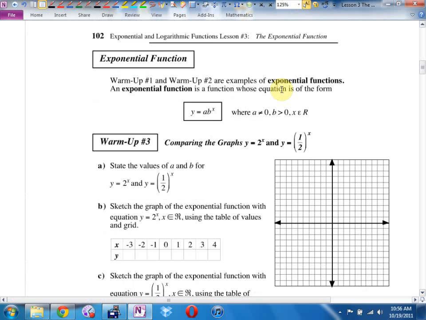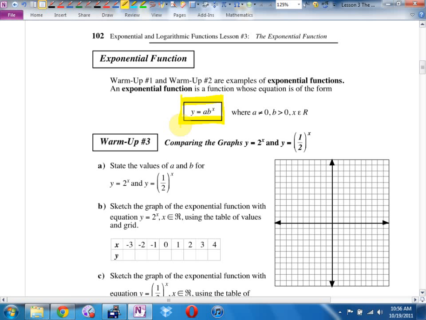Exponential functions. An exponential function is an equation that looks like that, where the x is an exponent, where b is the base. I wonder how I can remember that b is the base, and a is the coefficient in front. In fact, Trevor, a is a vertical stretch if I go back to last unit, and it could even be a vertical reflection if I go back to last unit.